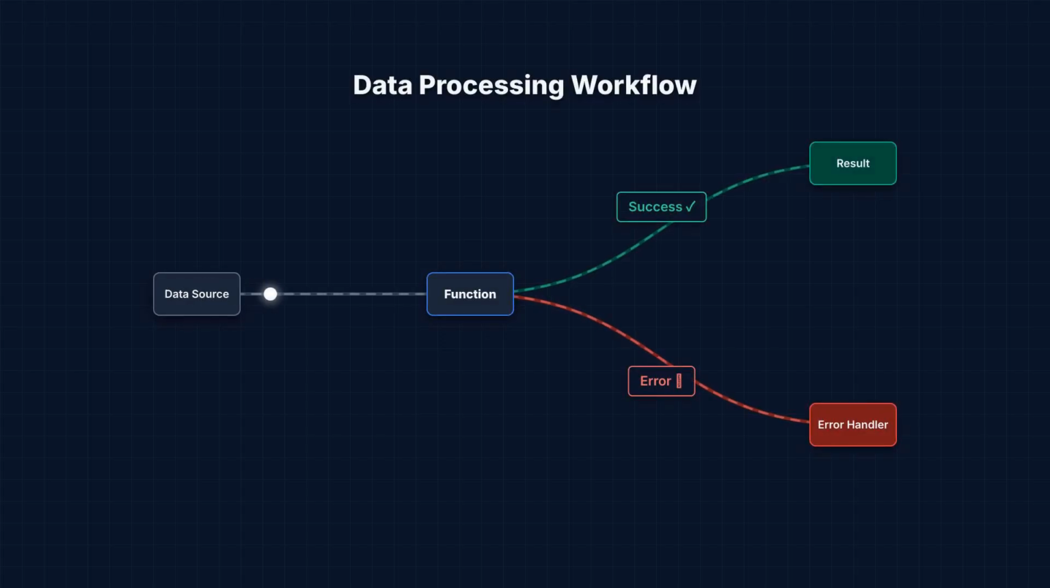In Go, errors are treated as normal return values. Instead of exceptions, functions return an error alongside the result. This makes error handling explicit and forces you to deal with problems properly.